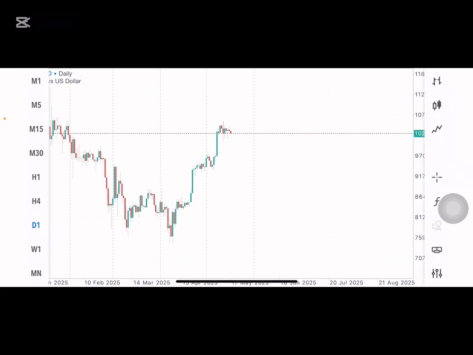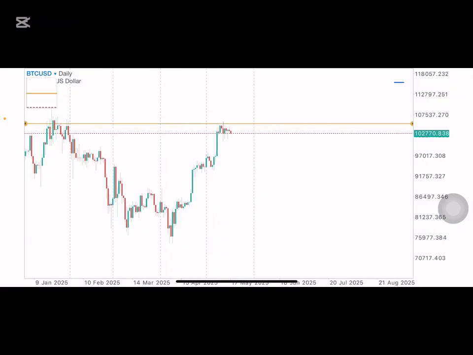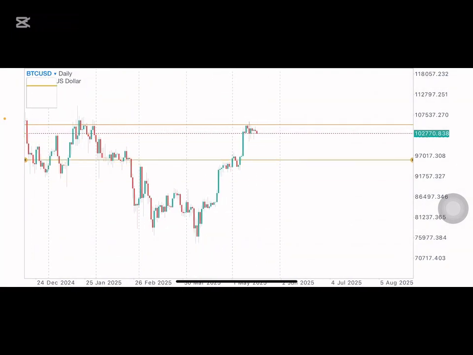Now when I want to analyze like this, I like to mark the most recent high, and then the most recent low.